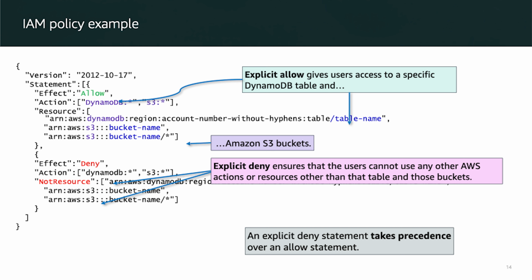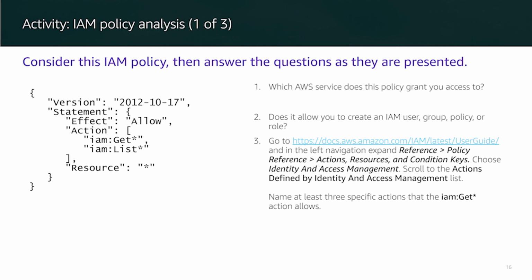This is the case even if permissions have been granted in another policy. An explicit deny statement takes precedence over an allow statement. You can look at this activity, guys, in order to understand a few things, and we will leave it as an exercise for you so you can practice it later at your own time.